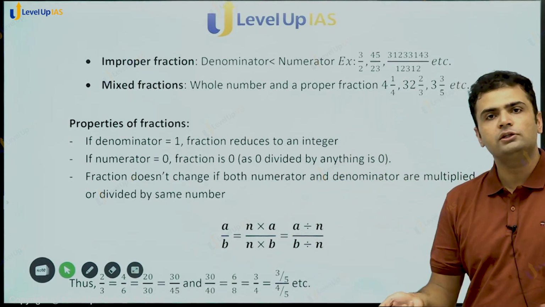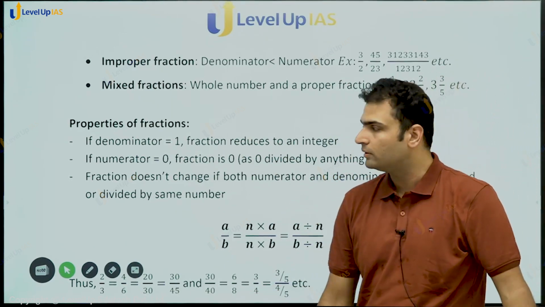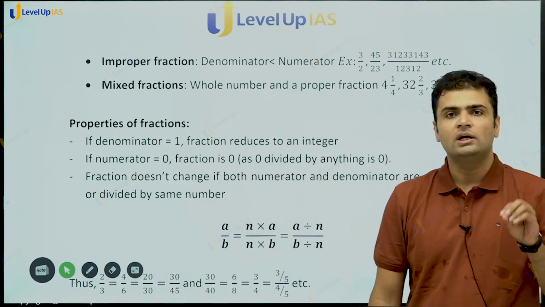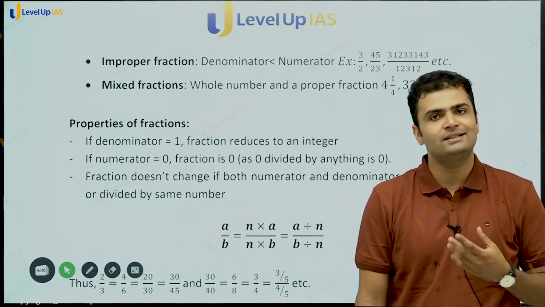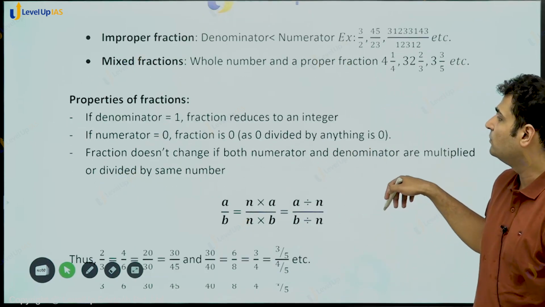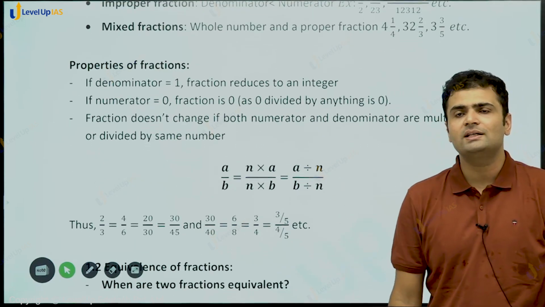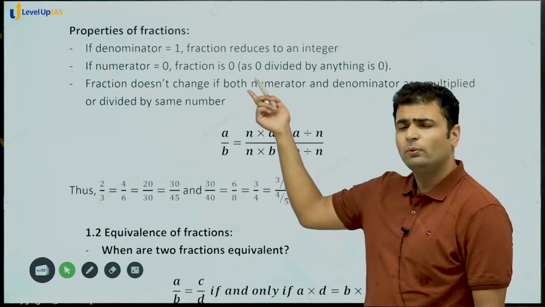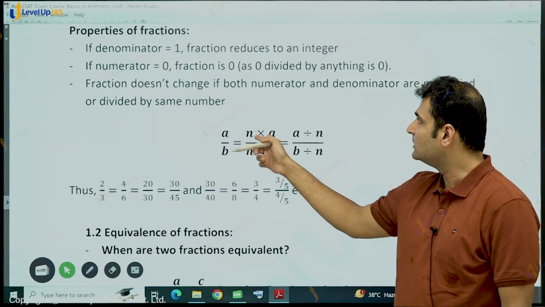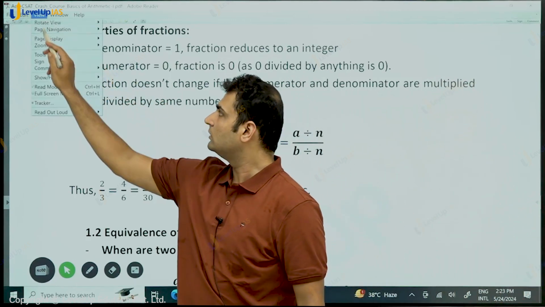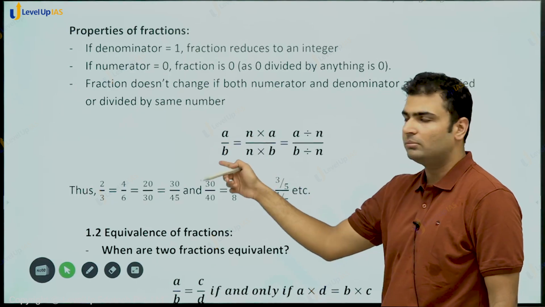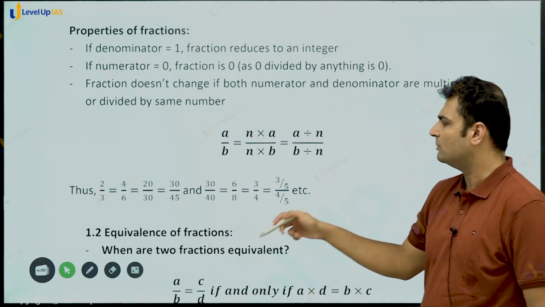So 2/1 is 2, 5/1 is 5, etc. If numerator is 0, then fraction is 0 because 0 divided by anything is 0. Then fraction does not change if we multiply numerator and denominator by the same value. मतलब divide or multiply. So if you multiply both the numerator and denominator by this number n, then fraction is the same. Equal to sign है, देखो दोनों same है, या फिर divide कर लो वो भी same है.